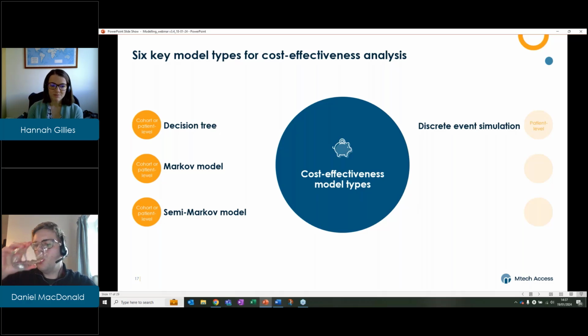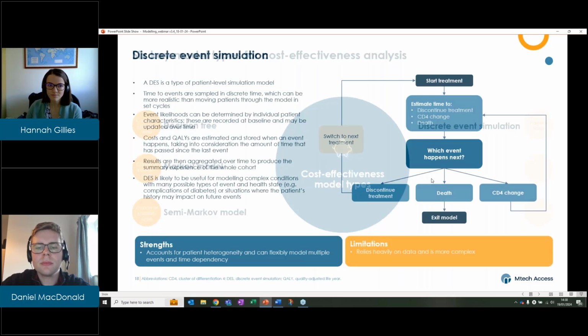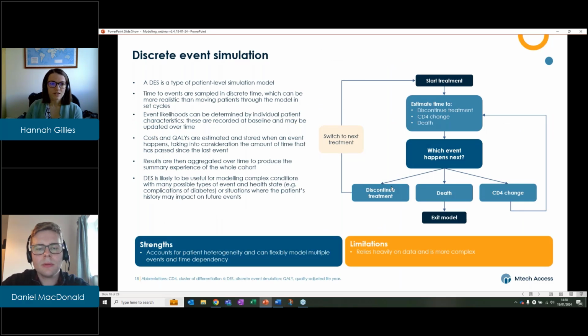So discrete event simulations are one of my personal favourites, and they represent one way of overcoming the challenges of Markov or semi-Markov models when the time dependency is really important. A discrete event simulation is inherently a patient level model because of the way that it's set up and its structure, which we will get into now. So a discrete event simulation is a type of patient level simulation model. The time to events are sampled in discrete time, which can be more realistic than moving patients through the model in set cycles as you would in a Markov model.